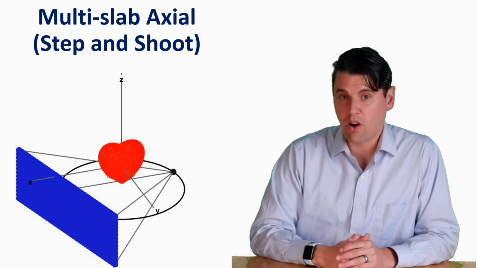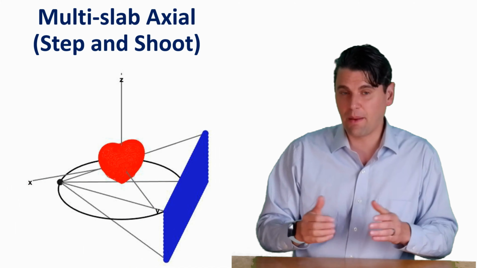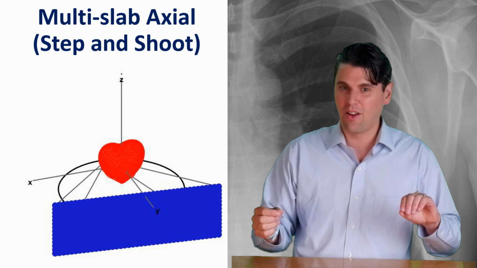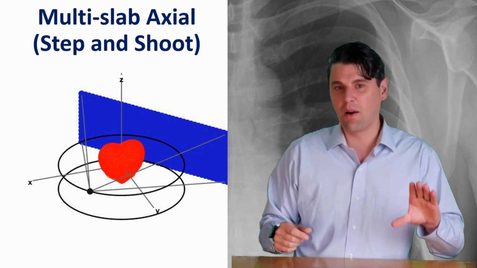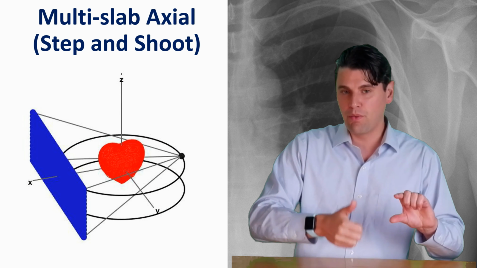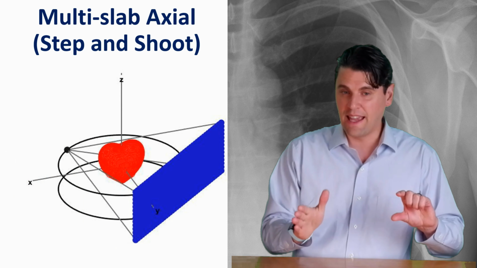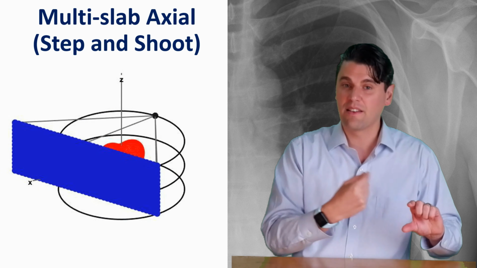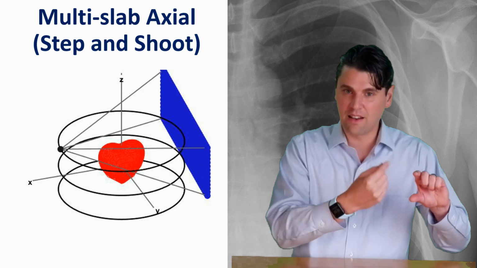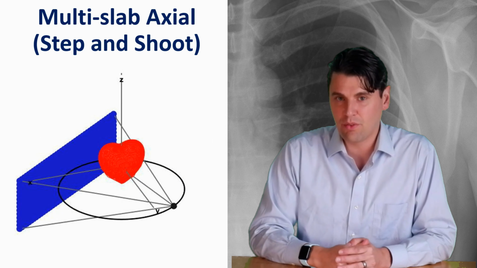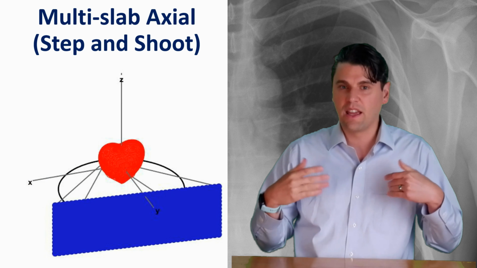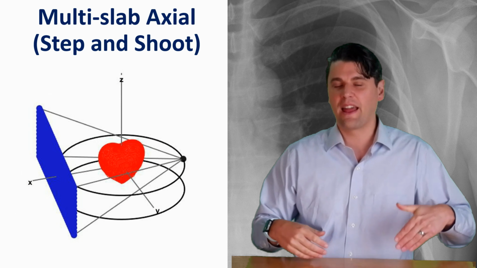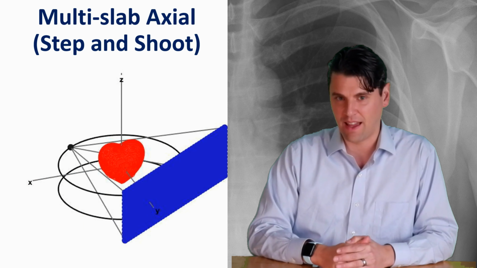Led to the idea of what was called multi-slab axial or step and shoot scanning. The idea is to have one axial scan, or even using a short scan at one phase, and then move the table, gate the scan at the same phase, so the heart would be at the same position, take another scan, move again, take another scan. So this step and shoot scanning allows you to cover the heart in just 3 or 4 acquisitions, and it's much more dose efficient than a low pitch helical scan.